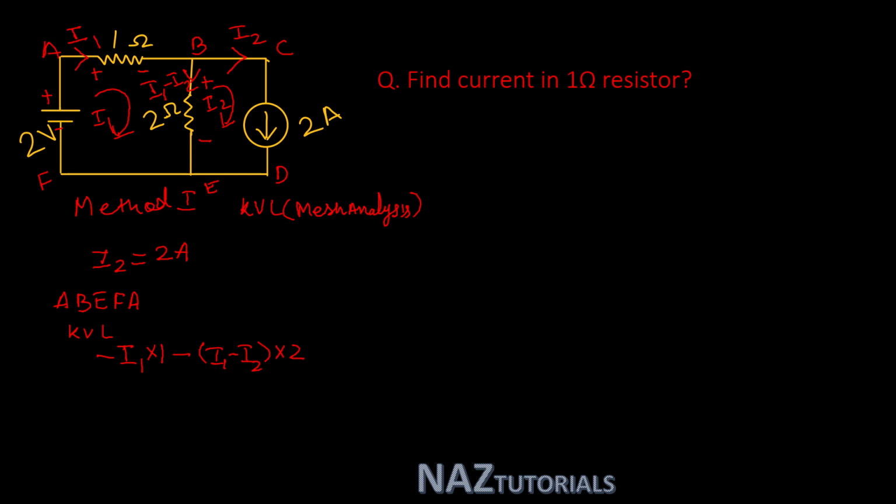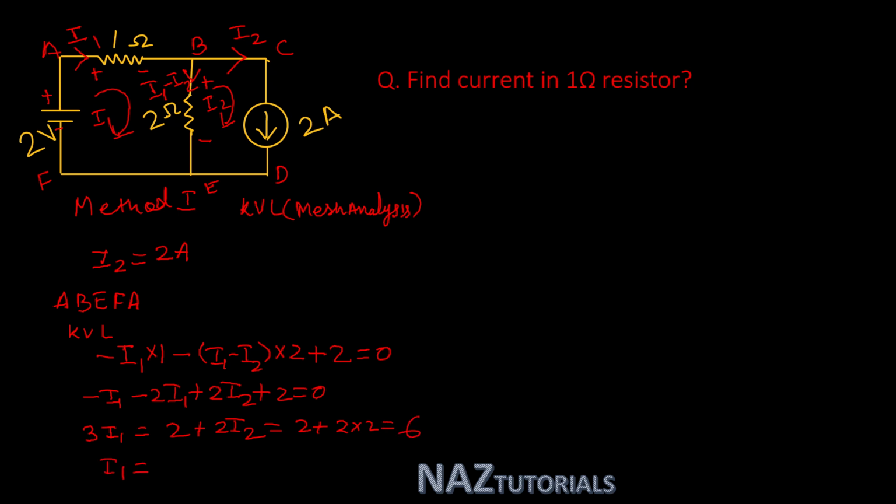Next element is the 2 volt source. By selecting the loop path, there is a rise in voltage, plus 2, equal to 0. Or you can say minus I1 minus 2I1 plus 2I2 plus 2 is equal to 0. Or you can say 3I1 is equal to 2 plus 2I2, or 2 plus 2 into 2, that is 4, plus 2 is equal to 6. So I1 is equal to 6 by 3, that is 2 ampere. So this is our first method, for which the current I1 is 2 ampere.